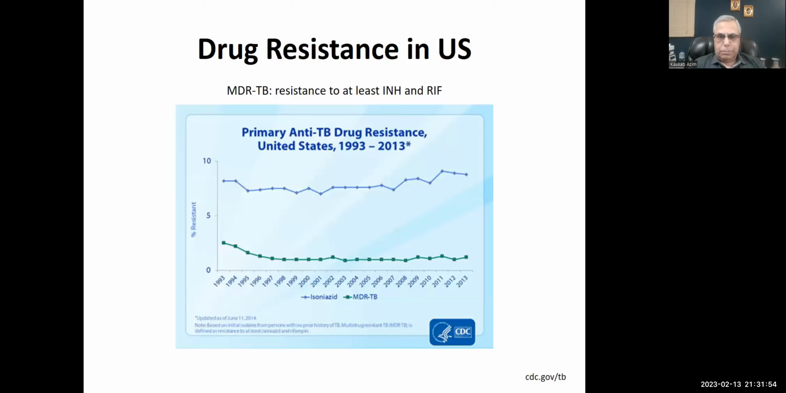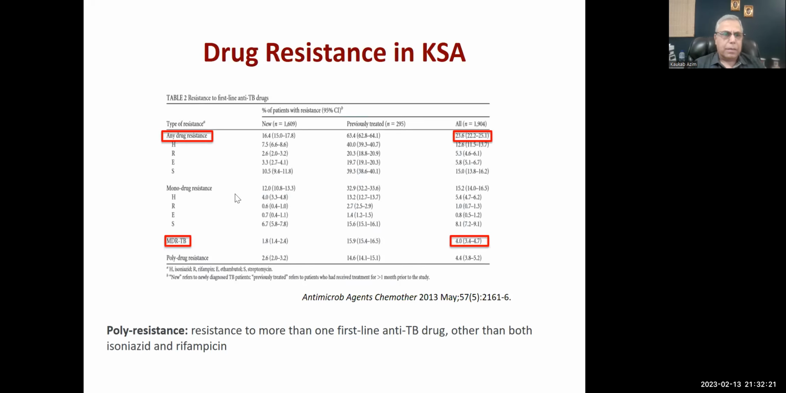Okay. Now, this is the resistant pattern in the USA. Nothing much about it. This is resistance to isoniazid, and this is multi-drug resistant tuberculosis, right? So multi-drug resistant tuberculosis, very low, less than about, you see, 2.5, and now it is around 1.5%. Isoniazid, 6 to 7 or 8% resistance, okay? This slide I've shown you just to explain to you what polydrug resistance means, right? Percentage is given. This is not for the exam, okay?